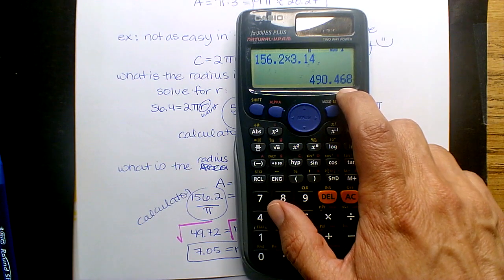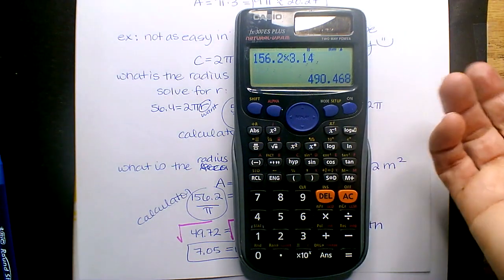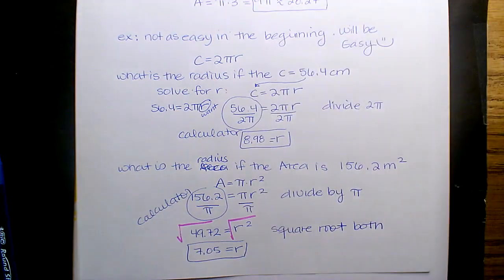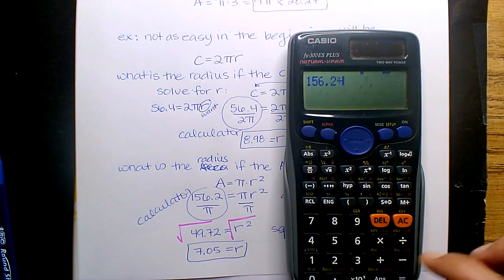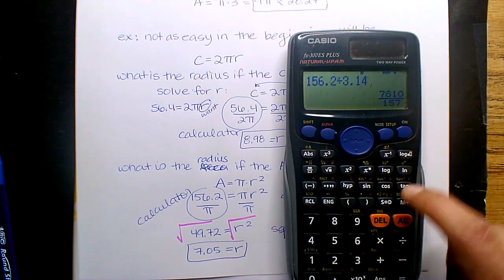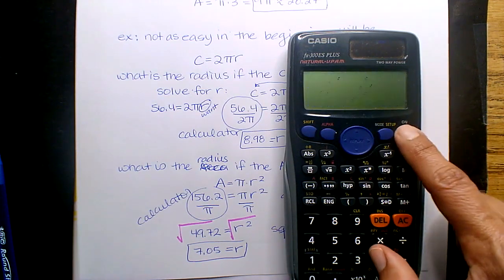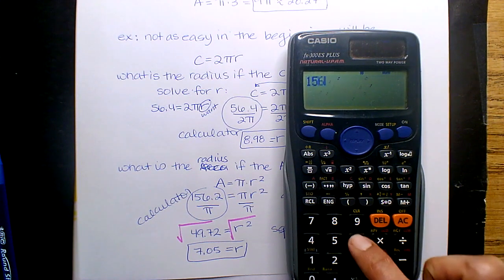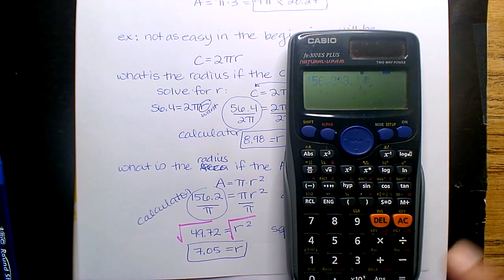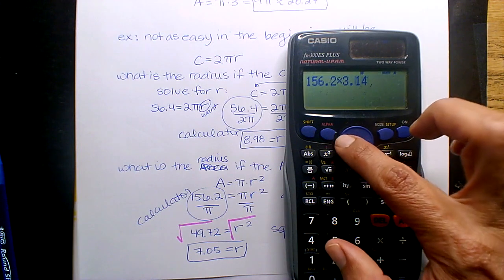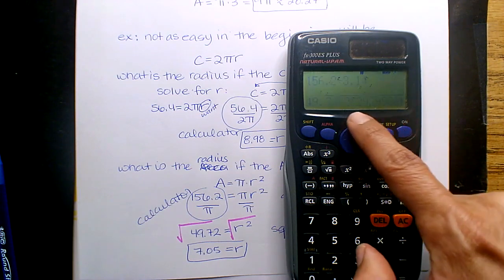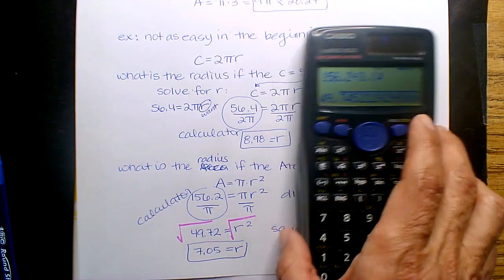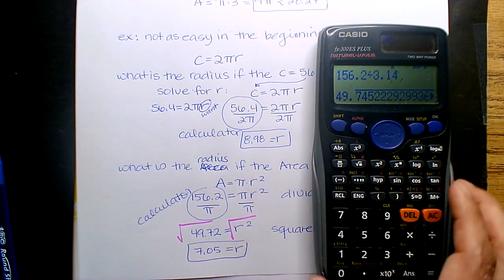490.468, right? And then you would go ahead and square root that. But what's 156.2 divided by 3.14? There's that value, or you hit 156.2 divided by 3.14. Oh, I did times, you guys. Divided by, and you get that 49.7. Okay, the only thing is you have to square root, okay?